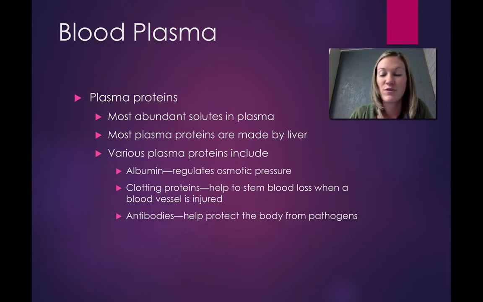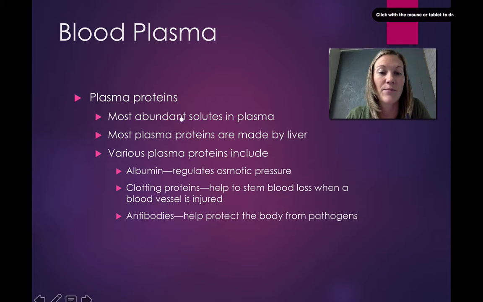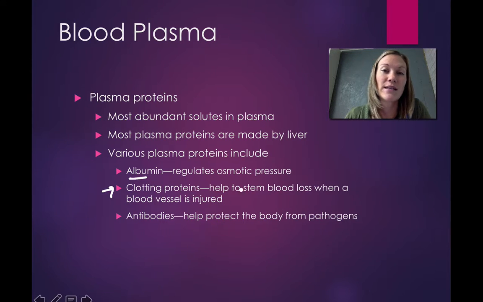Alright, so we get to the plasma proteins specifically, and let's go straight to albumin. This regulates the osmotic pressure of the water in your body. Another one is clotting proteins. Basically, when you start to bleed, you have to have these clotting proteins that will help you stop bleeding.